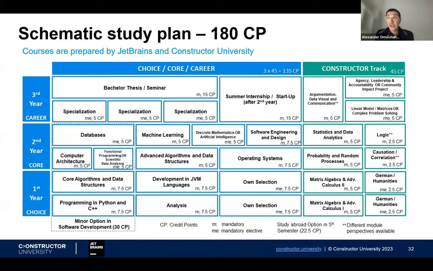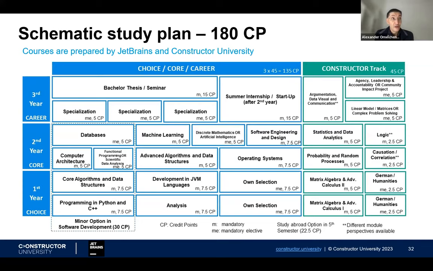They could choose what kind of minors they want to learn. We've got lots of additional topics which you could learn during the education process in our university.